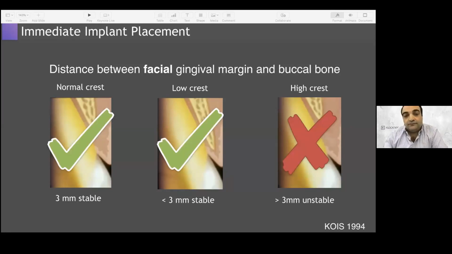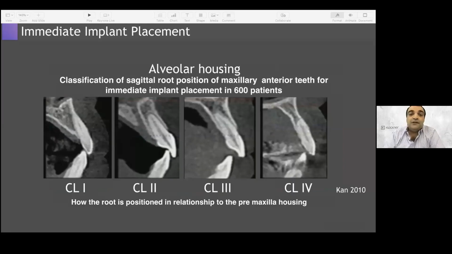What about alveolar housing? Kan in 2010 did a classification for the alveolar housing. For him, he had 4 classes, and this is how the root is positioned in relationship to the premaxillary housing. In your opinion, which one of these 4 classes is better for immediate implant placement?